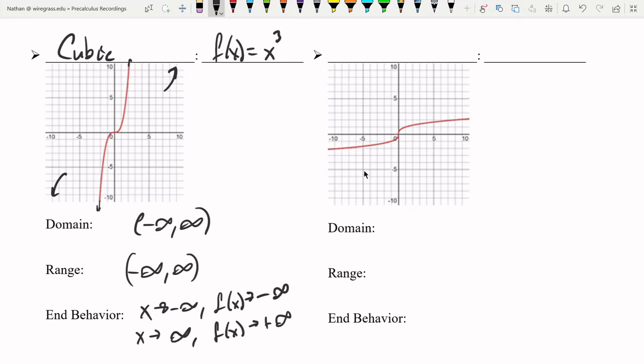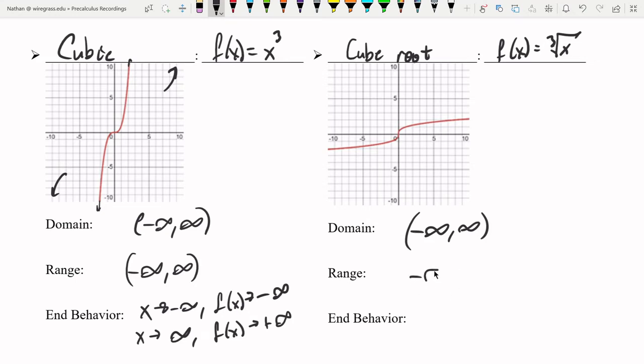Okay, how do you get rid of a cube? Take a cube root. So this is a cube root. That's going to be the cube root of x is the parent function. And clearly it has the domain of everything. There's no issues. The range, it does go up and down very slowly, but it does go there. So everything is in the range. And the end behavior, of course, it goes up and down, just like the cubic function does. It's just very slow to do that. So it's the same thing as this, really.